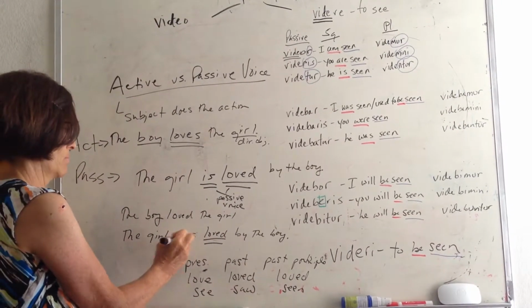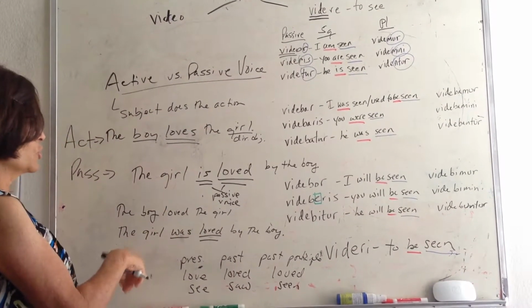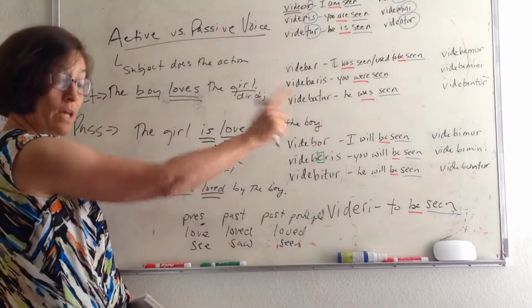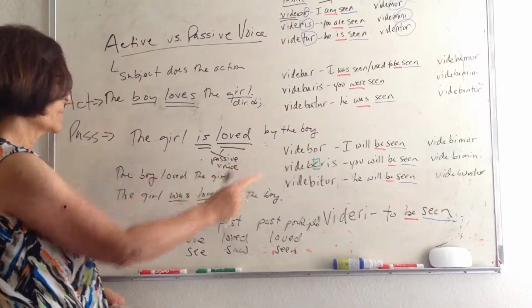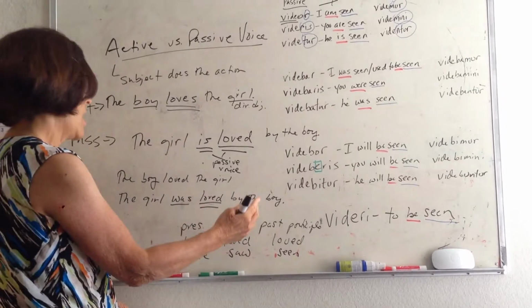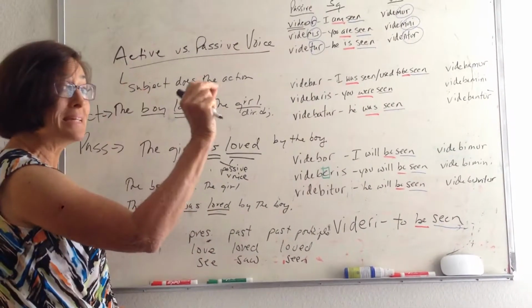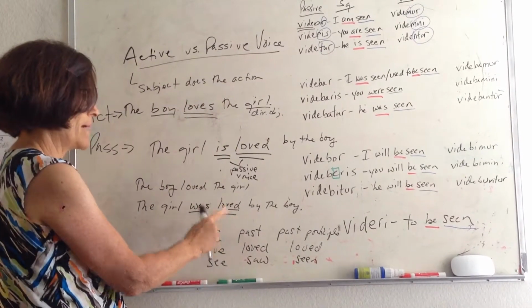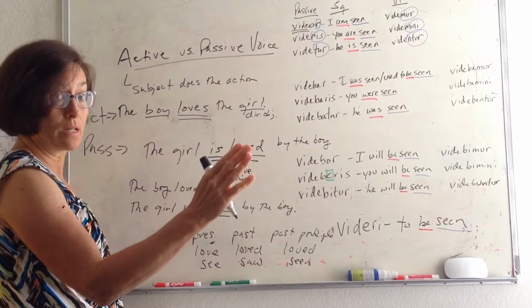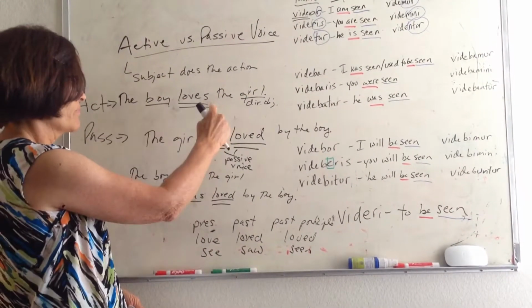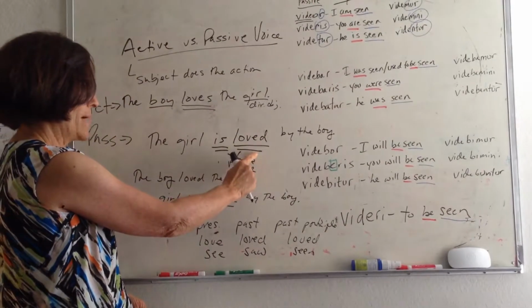So how do I know it's in the past tense? By the to-be verb. Okay, and if I was going to put this in future, it would be the boy will love the girl for active voice. And the passive would be the girl will, right, future tense, be, there's our to-be, loved, past participle, by the boy. So the key is to-be verb plus past participle.